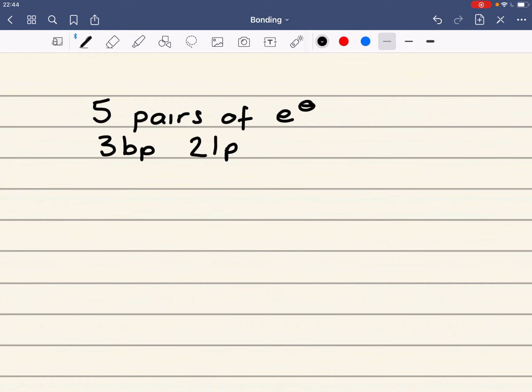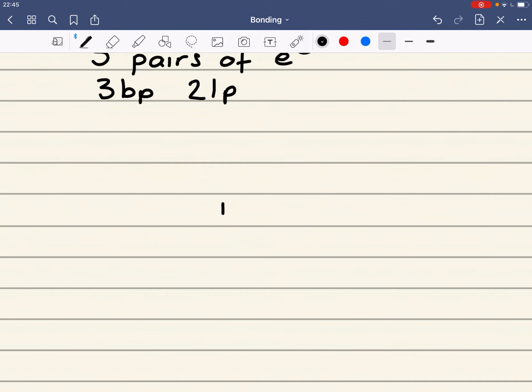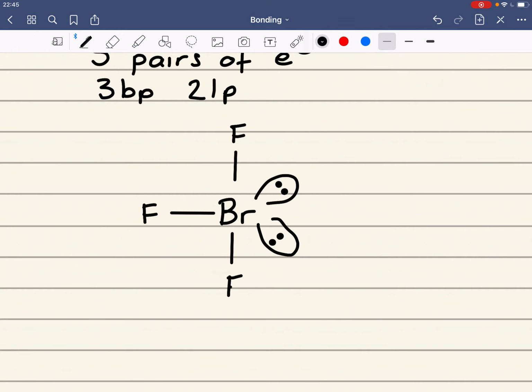And again, I'm going to remove a bonding pair from an equatorial position. So I've got my Br, I've got my 1 above, 1 below, and I'm now going to remove my 2 bonding pairs that were here. And again, we've got to remove my equatorial bonding pairs. And that there gives me the shape of a molecule if I've got 3 bonding pairs and 2 lone pairs.